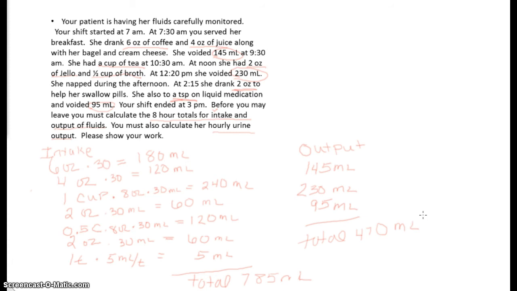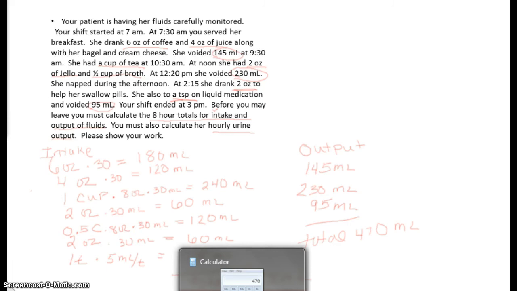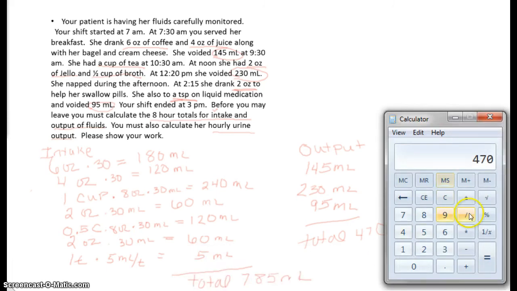And then I'm also to figure out the hourly urine output, so the total divided by the length of the shift. It says I started the shift at 7 a.m. and I end at 3 p.m. So I just take my calculator, that 470, and divide it by the 8 hours of the shift, and we get hourly is 58.75.